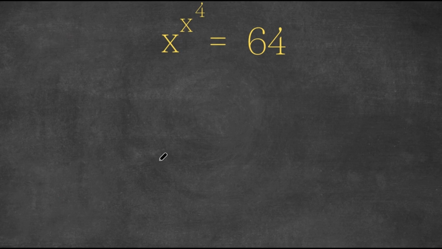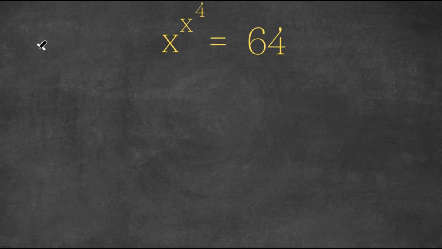Back to Click Academics. In today's video, I'm going to be teaching you guys how to solve this exponential equation. So we have x to the power of x to the power of 4 equals 64. What I'm first going to do is take the fourth power on both sides.